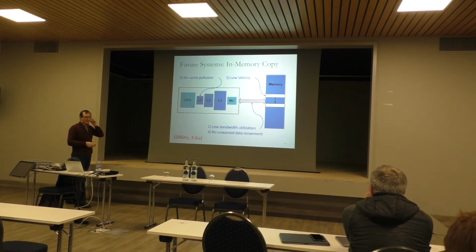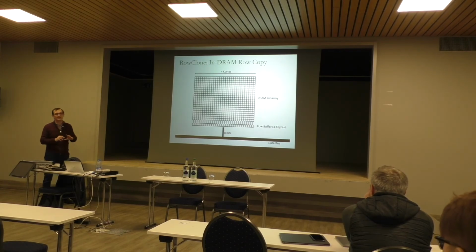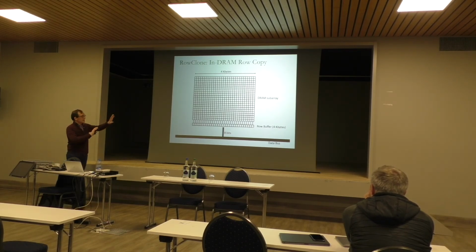So I'm going to show you a mechanism that takes us from 1,000 nanoseconds to 90 nanoseconds and from 3.6 microjoules to 0.04 microjoules. And if you optimize it, you could actually do better. I'm talking about the unoptimized mechanism. And the idea is called RowClone. It's a very simple idea, at least within the DRAM subarray. So DRAM consists of subarrays. We've seen the subarray earlier when we talked about RowHammer. Basically, imagine that each row is 4 kilobytes, and they're connected to the row buffer.